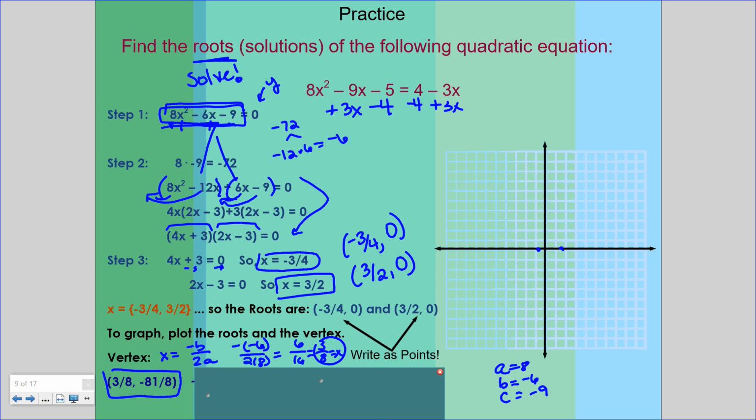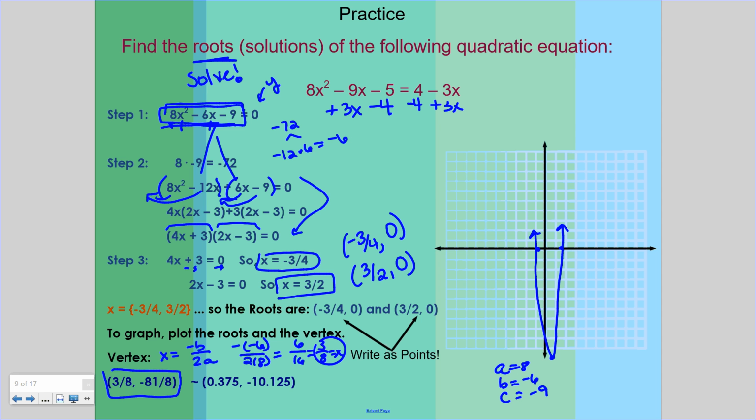So lastly, if you wanted to plot your vertex, you can think about the decimal versions of these numbers. So our vertex here would be at around negative 10, about right here. And this is going to be enough to graph our quadratic.